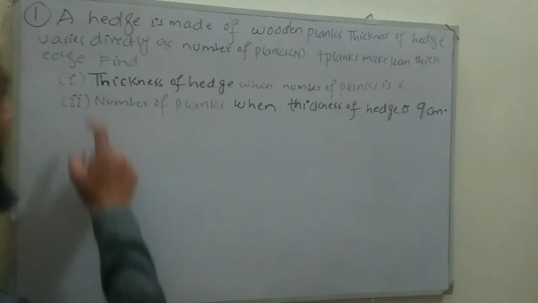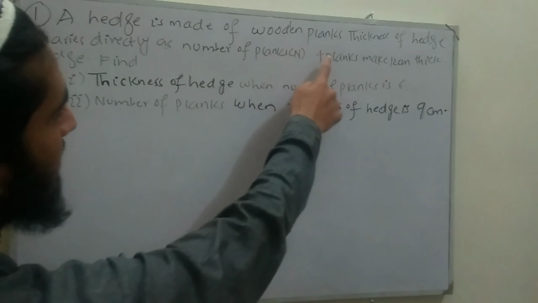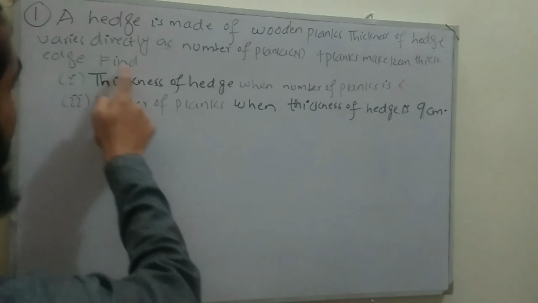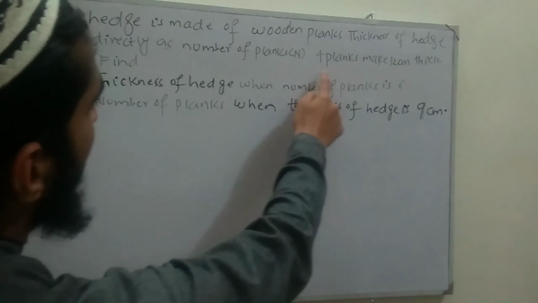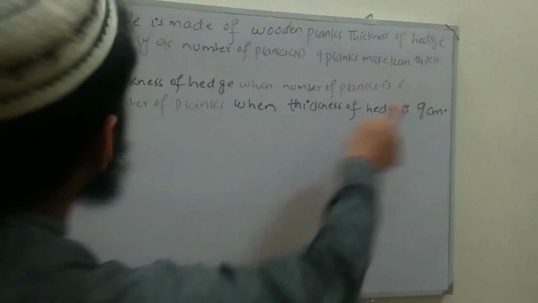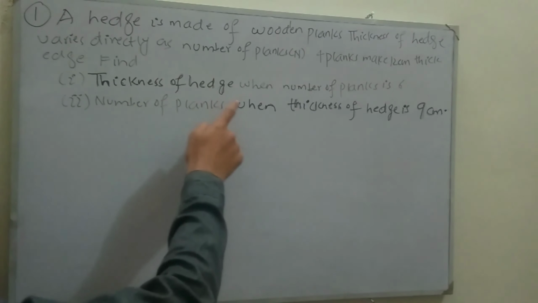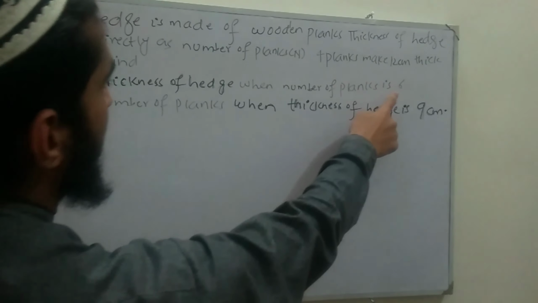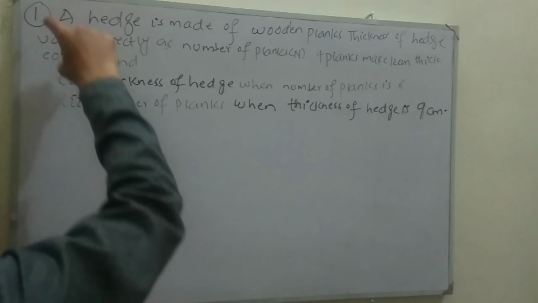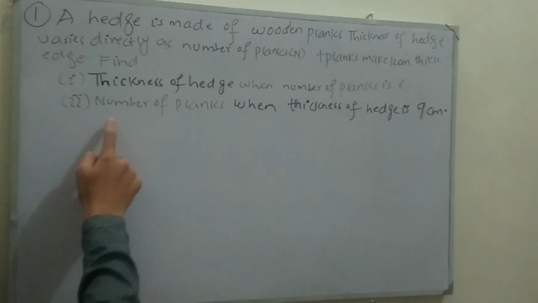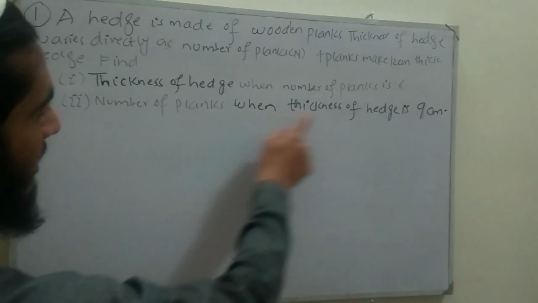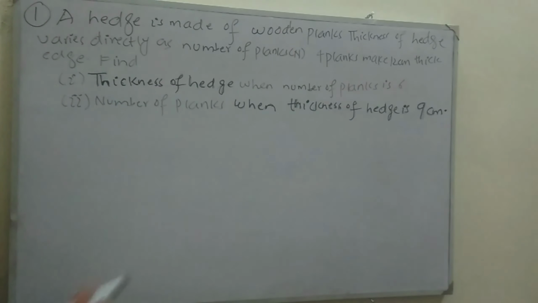Question number 1 tells that a hedge is made of wooden planks. Thickness of a hedge varies directly as the number of planks n. 4 planks make a 12 cm thick hedge. Find the thickness of the hedge when the number of planks is 6. This is the first part. The second part asks to find the number of planks when the thickness of the hedge is 9 cm. Solution.